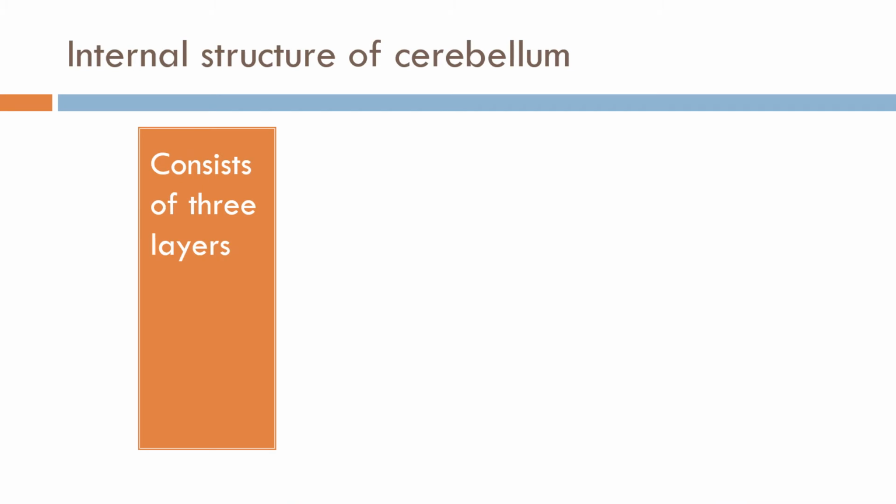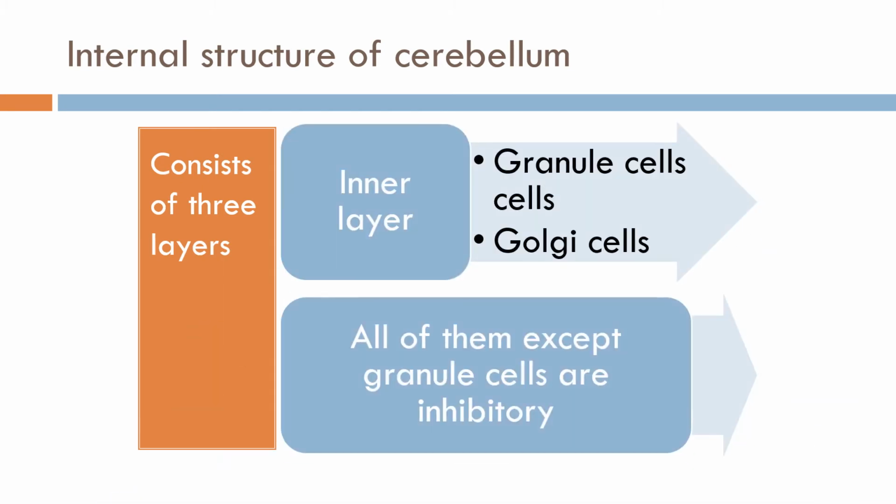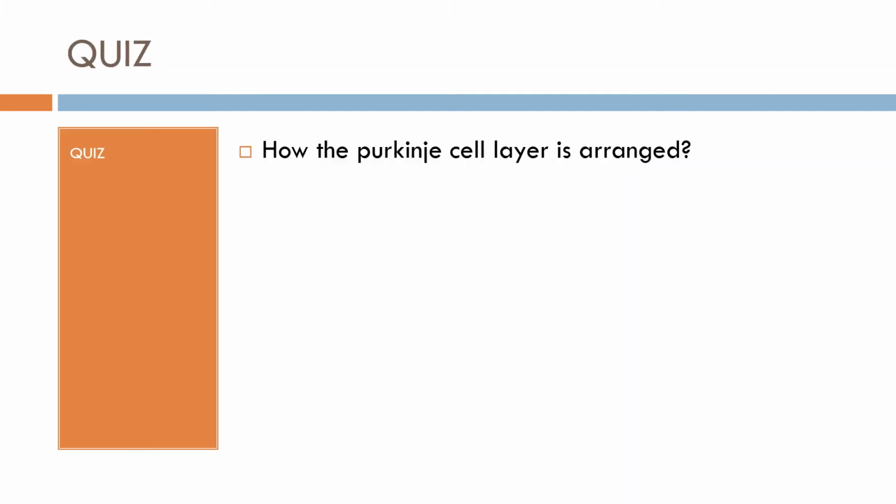So we are continuing with the layers of the cerebellum. Inner layer consists of granule cells and Golgi cells. And these are the functions of these cells. If you see, all of them except granule cells are inhibitory in nature. So now it is the quiz. How is the Purkinje cell layer arranged? Have you observed in the previous pictures how it is arranged and what is its interesting feature?